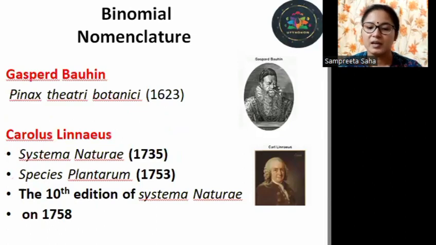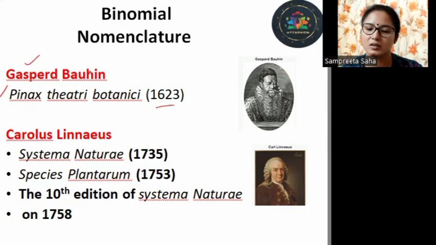Next, we have binomial nomenclature. Let's focus on that since it's a universal thing. The first work on binomial nomenclature was done by Gaspard Bauhin. His work was part of his book, Pinax Theatri Botanici. This is the book he worked on, and it was published in the year 1623 probably, tentative date.